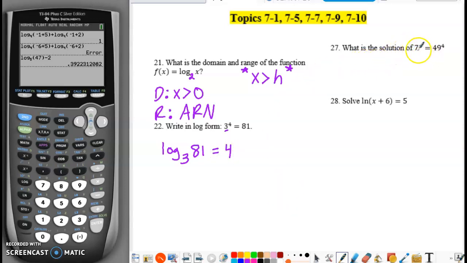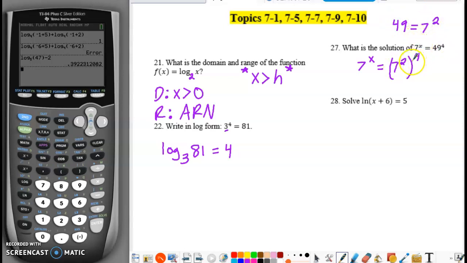Looking at 27, it says, what is the solution of 7 to the x equals 49 to the 4th? So a little trick here. We know 49 is the same as 7 squared, so we can rewrite this as 7 to the x equals 7 squared to the 4th. Okay, because again, all I did was rewrite 49 as 7 squared. And then I know with exponent rules that I'm going to multiply these two together. So I know that 7 to the x is equal to 7 to the 8, since 2 times 4 is 8. And so that means these two exponents equal each other, so that means x equals 8.